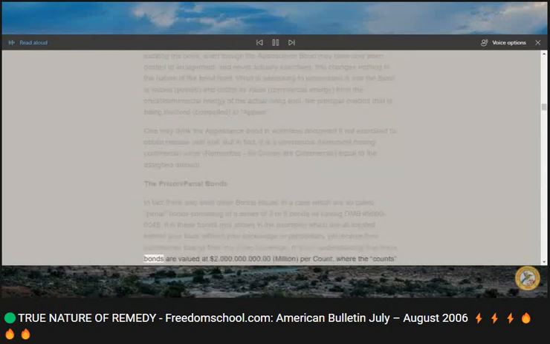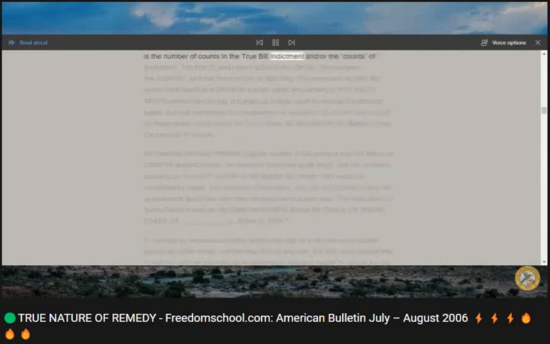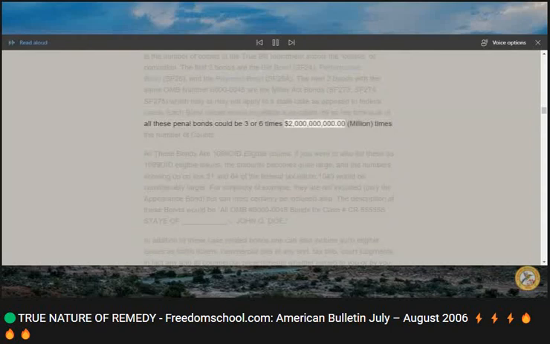It is our understanding that these bonds are valued at $2 million per count, where the counts is the number of counts in the true bill indictment and or the counts of conviction. The first 3 bonds are the bid bond, SF-24, performance bond, SF-25, and the payment bond, SF-25A. The next 3 bonds with the same OMB number 9000-0045 are the Miller Act bonds, SF-273, SF-274, SF-275, which may or may not apply to a state case as opposed to federal cases. Each bond issued would constitute a so-called roll, so the total sum of all these penal bonds could be 3 or 6 times $2 million, times the number of counts.